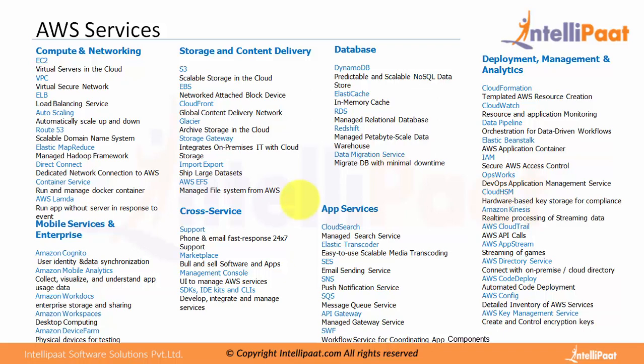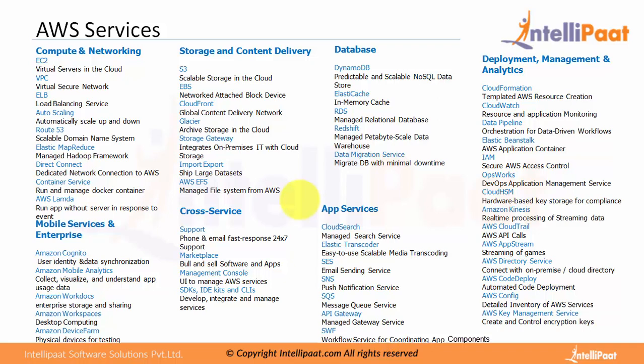Coming to the leftmost bottom part, the mobile services and enterprise. Amazon Cognito is a user identity and data synchronization service, where you want to allow users from your mobile application to access certain Amazon services using either Facebook or Google or Amazon or SAML-based authentication. Cognito is an offering for you. If you want to do certain analytics, like what the user is doing in your mobile app, you want to capture that, Amazon provides the service called Amazon Mobile Analytics.